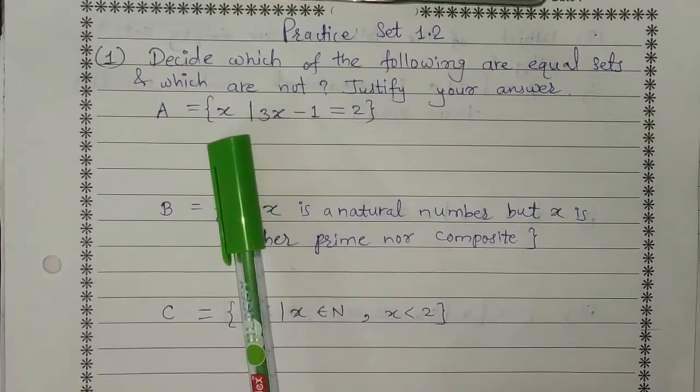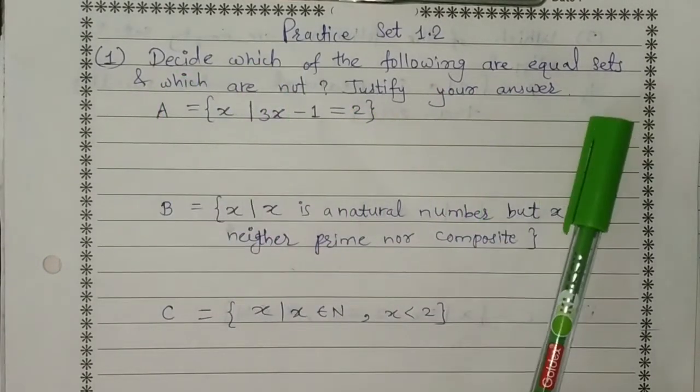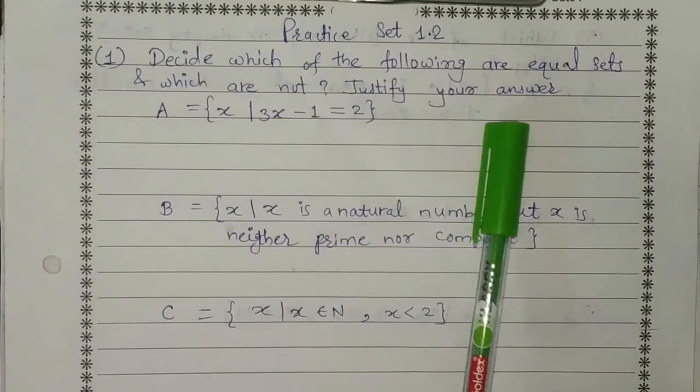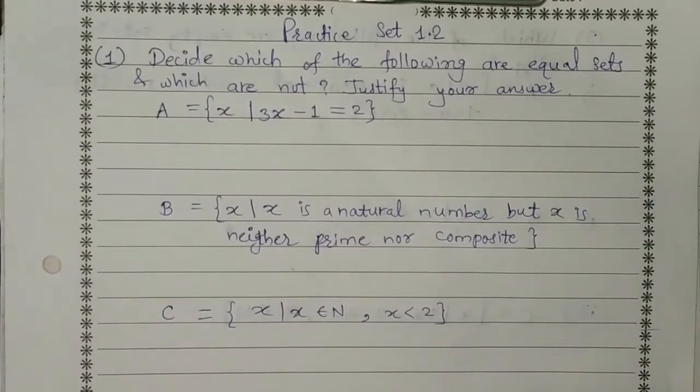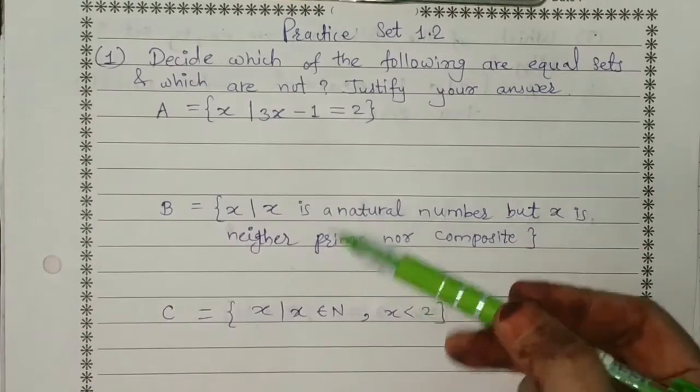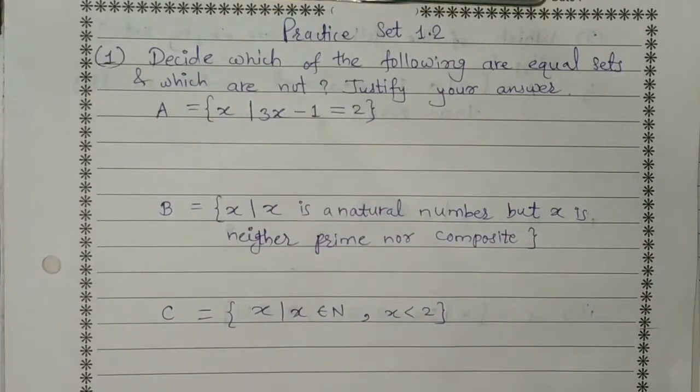Here the first question is: decide which of the following are equal sets and which are not, and justify your answer. Children, we know what equal sets are. If two sets contain exactly the same elements, then they are said to be equal sets. For example, if you have two sets A and B, then A and B will be equal sets if all the elements of A and all the elements of B are exactly the same. In this question we are provided with three sets A, B and C. We just have to check whether they are equal sets. So let's see one by one.